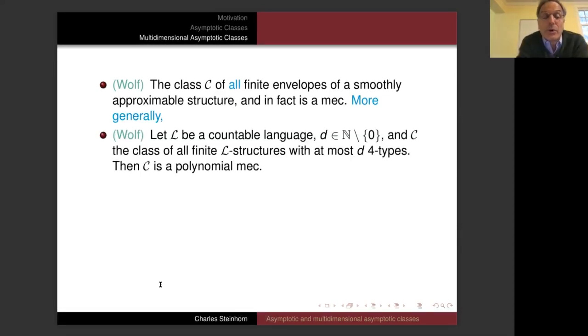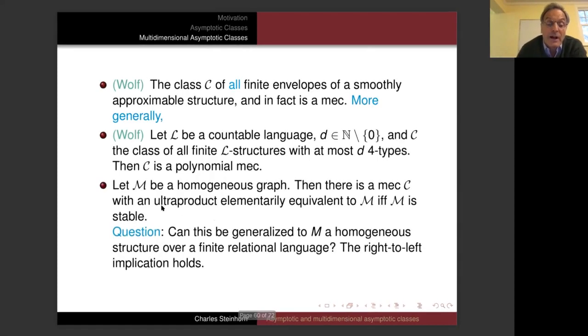And more generally, really working through the content in the Cherlin-Hrushovski monograph, if you have a countable language, then the class of all finite L-structures with at most d 4-types is a polynomial MAC. Then an example that Dugald likes very well is if you let M be a homogeneous graph, then there is a MAC with an ultraproduct elementarily equivalent to M if and only if M is stable. And there's a question out there whether this can be generalized to M being a homogeneous structure over a finite relational language, and the right to left implication actually does hold. The question is for the left to right direction.